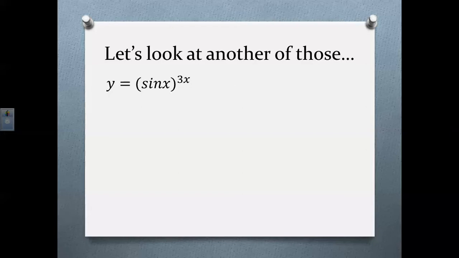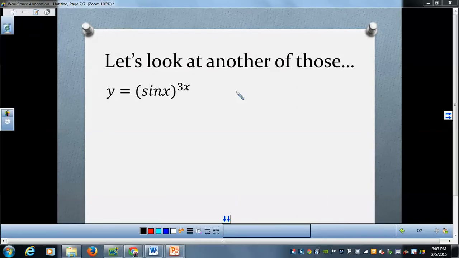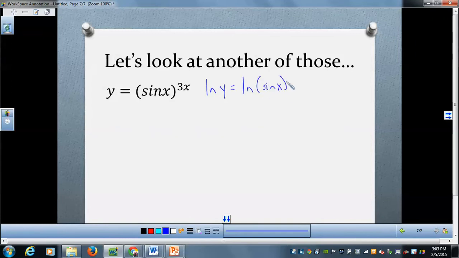So at this time, why don't you try this one and see how you do. Pause the video and then turn it back on and we'll work through the problem together. Okay, so here we go. I'm going to do this with logarithmic differentiation. So I'm going to take the natural log of both sides. Then I'm going to move the power out front. And now I can take the derivative.